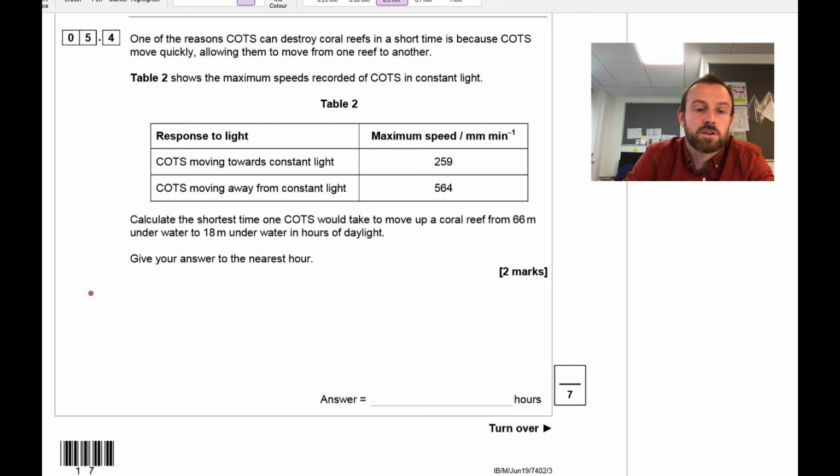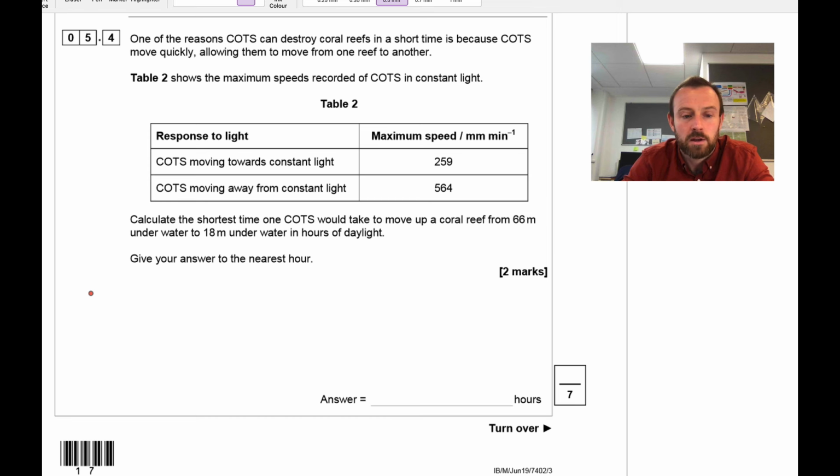One of the reasons COTS can destroy coral reefs in a shorter time is because COTS move quickly, allowing them to move from one reef to another. Table 2 shows the maximum speeds recorded of COTS in constant light. So this is when it's moving away, showing negative phototaxis. COTS moving towards the constant light, maximum speed 259. COTS moving away from the constant light, maximum speed 564.